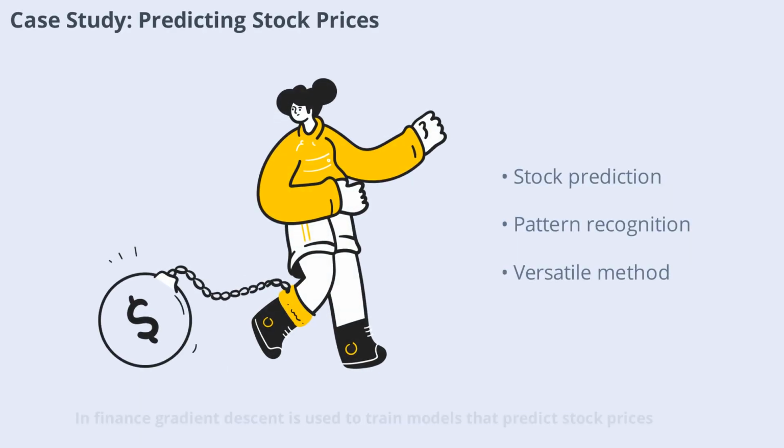In finance, gradient descent is used to train models that predict stock prices. By optimizing the parameters, the model can identify patterns in historical data and make informed predictions. This application demonstrates the versatility of gradient descent across industries.